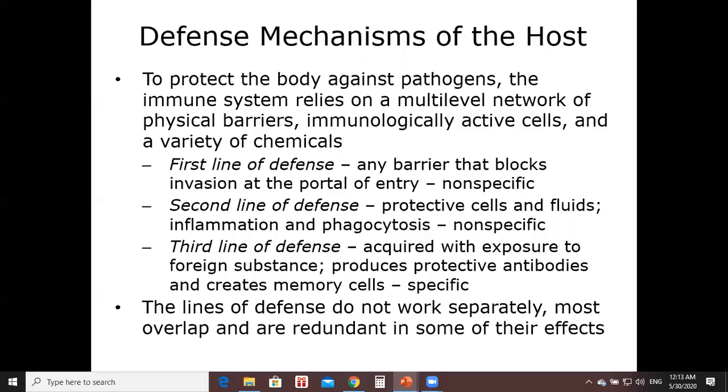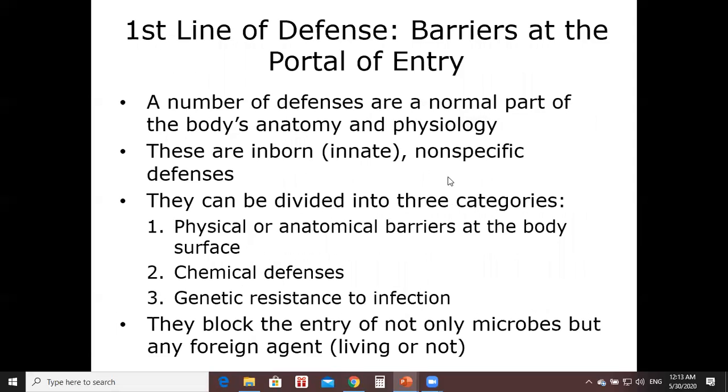This is very specific. When you actually come across a foreign invader, the body builds up immunity to it, and then your body remembers that specific microorganism or invader. So the lines of defense do not work separately. Most overlap and are redundant in some of their effects. It means they overlap.